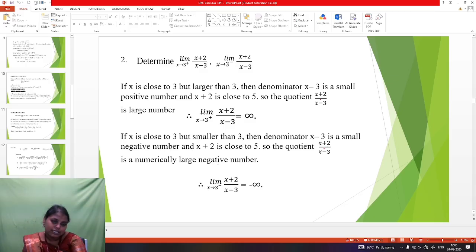Then the denominator x minus 3 is a small negative number and x plus 2 is close to 5. So the quotient x plus 2 divided by x minus 3 is a numerically large negative number. Negative values are involved, so the answer is minus infinity. First one is a large positive value, second one is a negative value.